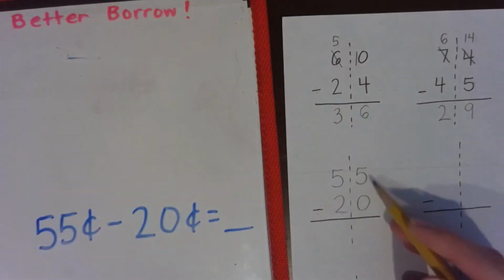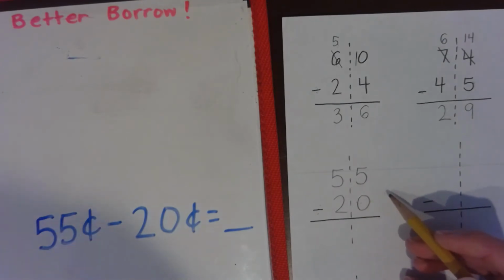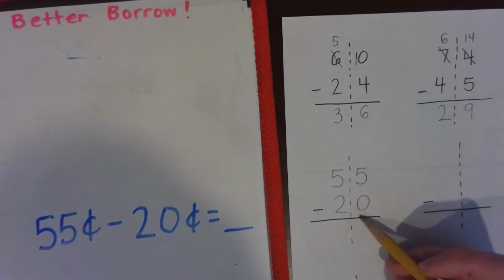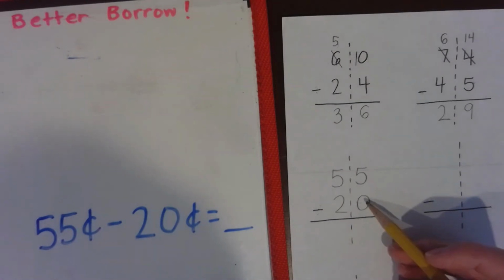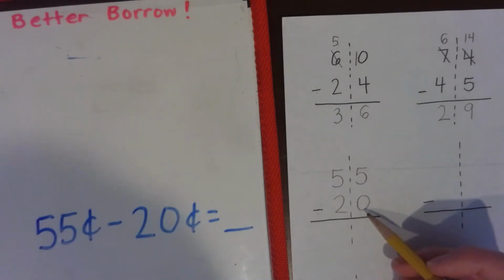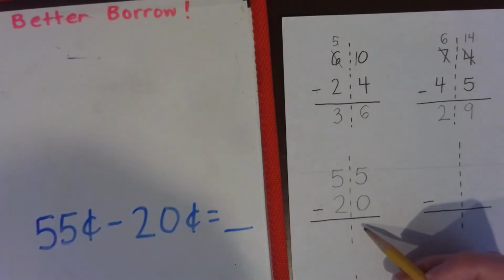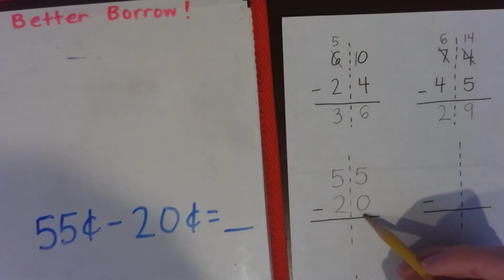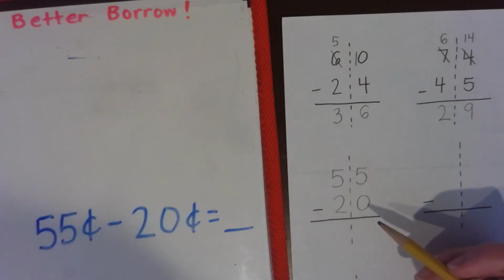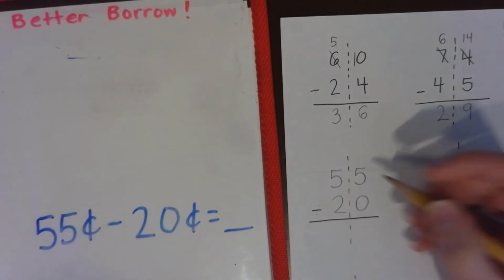Make sure your number's in the right columns and make sure you're writing neatly. And also, you don't want to have a big space between your bottom line and your first number, because then it'll just get confusing. So don't write them all the way up here. Write them down here towards the bottom line. Good.